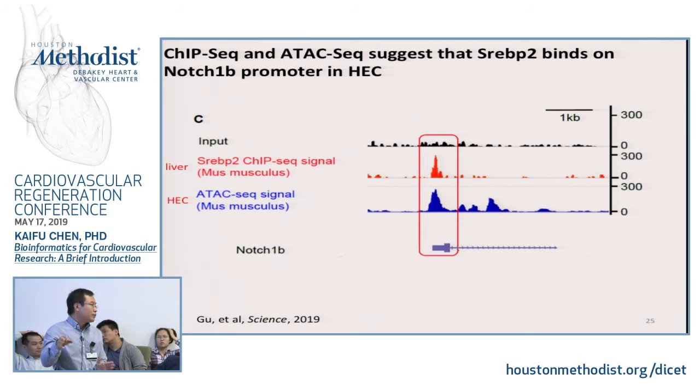And the binding sites for a transcription factor always have a significant overlap in different data sets. And also, Nongho generated ATAC-seq data for the hematopoietic and hemogenic endothelial cells. We try to combine this data together. So for example, here you can see at the notch promoter, right? You can see there is a very clear peak.